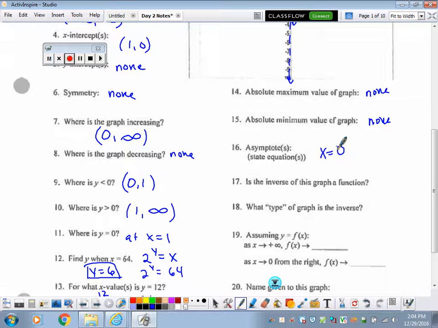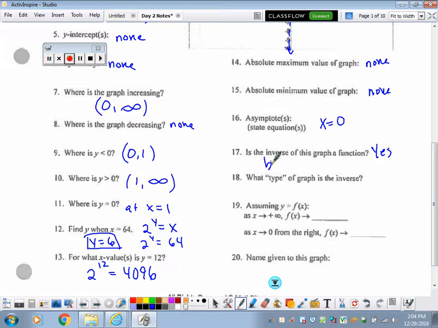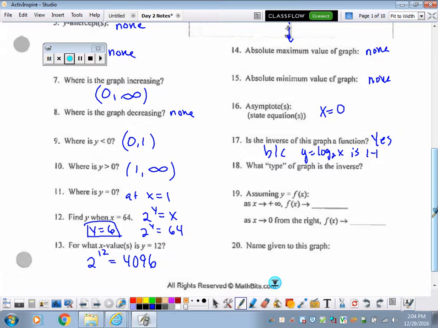Is the inverse of this graph a function? Yes, it is, because our function, y equals log base 2 of x, is also 1 to 1. So therefore, its inverse will be a function. Its inverse, remember we talked about it last class, is the exponential. And it's the equation y is equal to 2 to the x. Remember, we swapped the x and y.